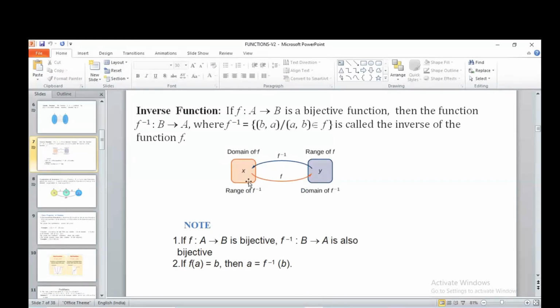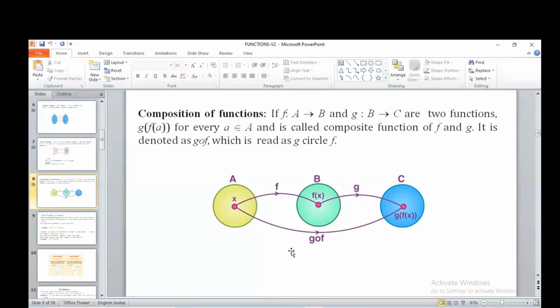See, the domain of f is the range of f inverse, and the range of f is the domain of f inverse. So x to y, here y to x. If f from A to B is a bijective function, then f inverse from B to A is also bijective. So if f of A is equal to B, then A equals f inverse of B. Okay, right.